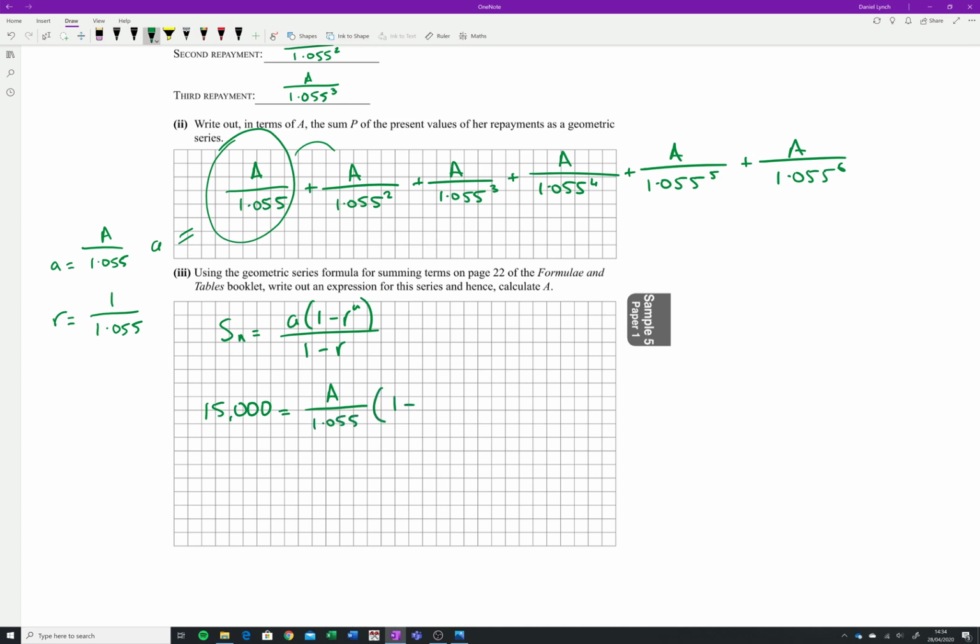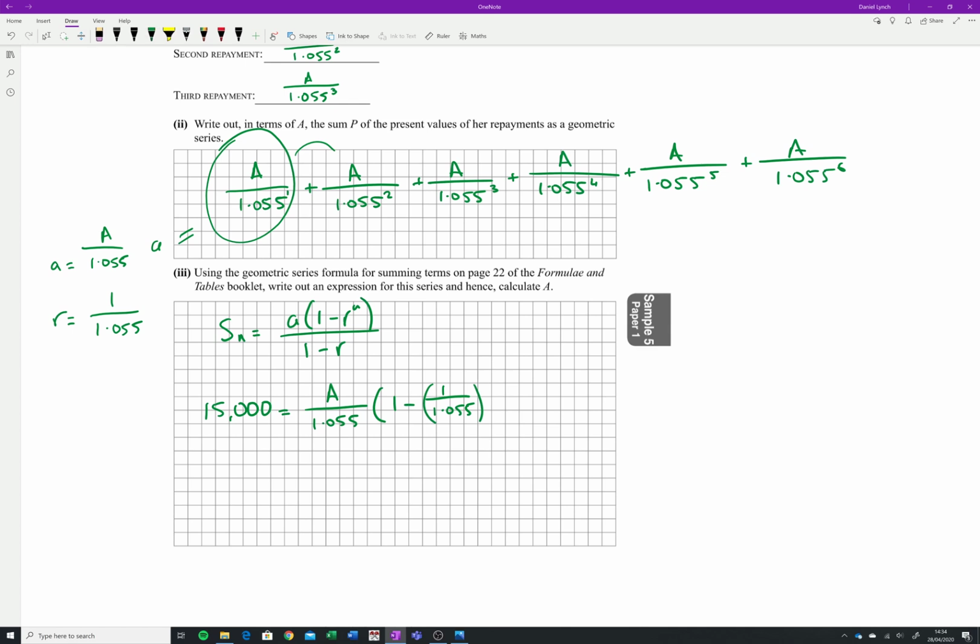It's 1 minus r, which is 1 over 1.055 to the power of n. n is very important here. It is the number of terms, and it's not good enough just to look at the 6 and go, oh yeah, the 6 terms. You have to say, yeah, it was 1 to 6. It was 1 to 6, there are 6 terms.